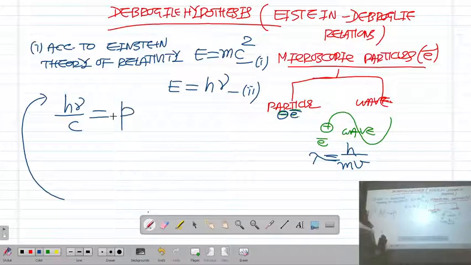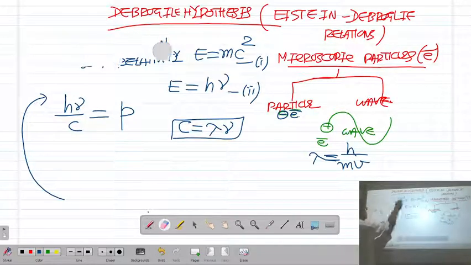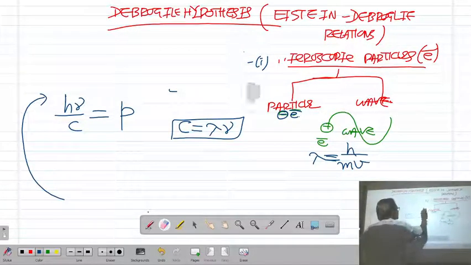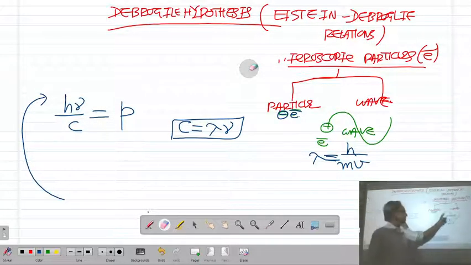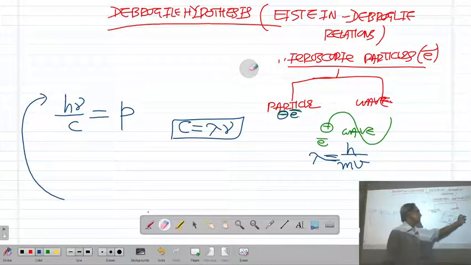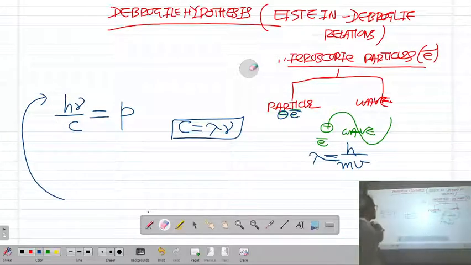You also know the equation of velocity, c is equal to lambda nu. This is a very familiar equation. What is lambda? Lambda is the wavelength of the wave associated with the electron particle, nu is the frequency of the wave, and c is the velocity.